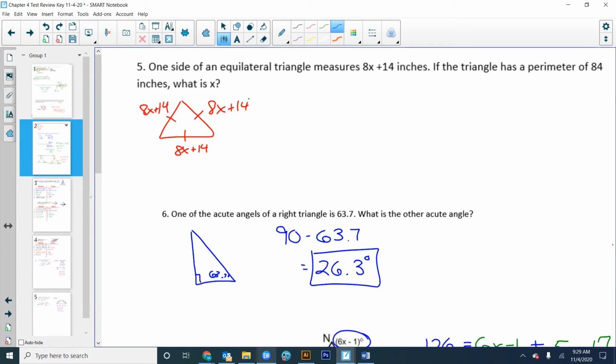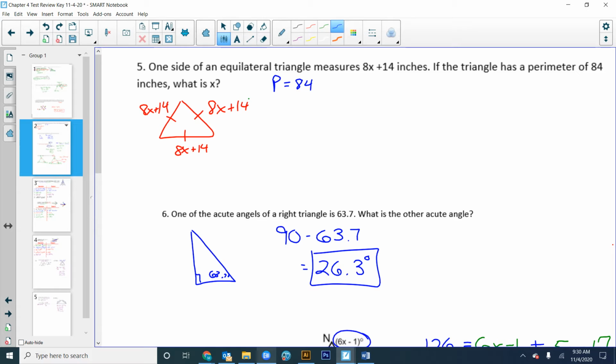It told us the perimeter, though. The perimeter is 84. Check your work. If you set 8x plus 14 equal to 84, that is wrong. What did you do if you did that? Not saying you did it, just in general. If someone set 8x plus 14 equal to 84, what went wrong? You set one side equal to the whole thing.